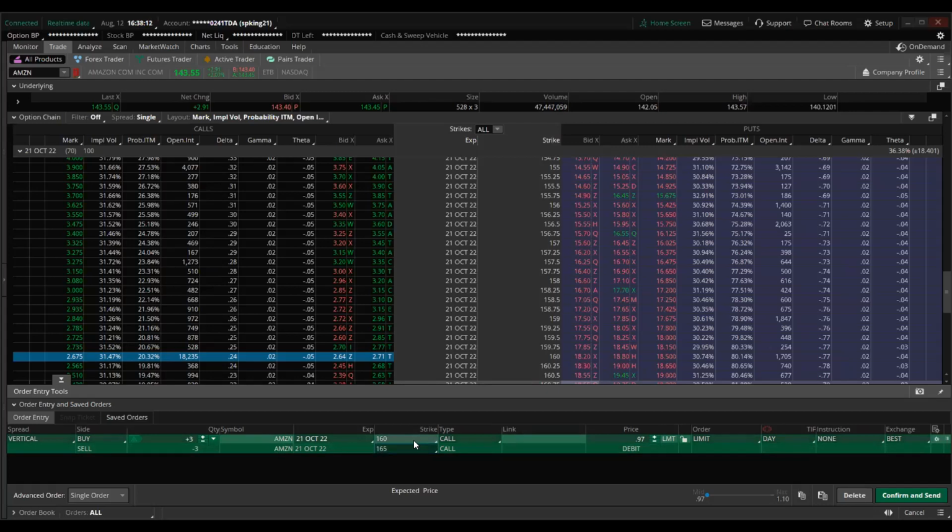So that's where you can, especially with a smaller account, do this in a way that puts the probabilities in your favor to hit this.